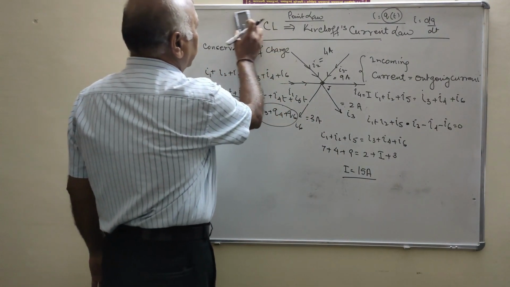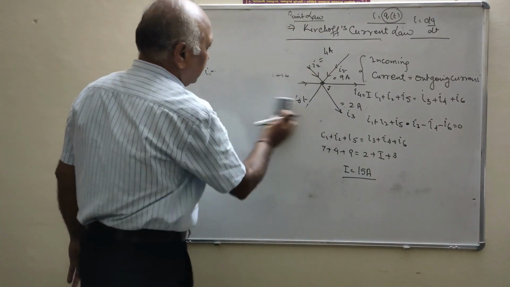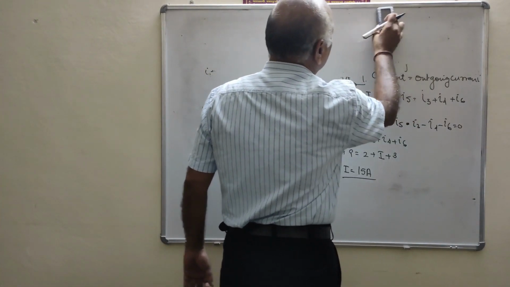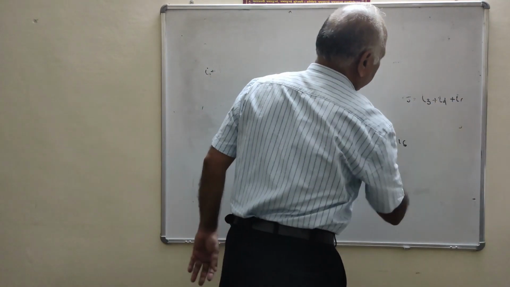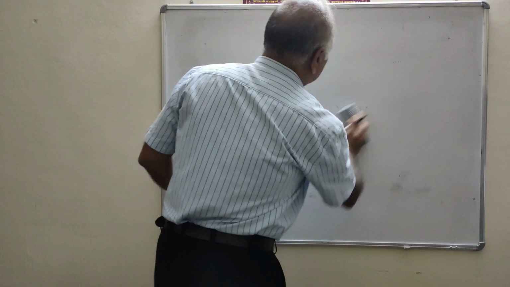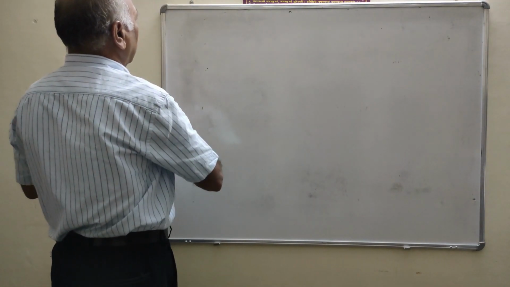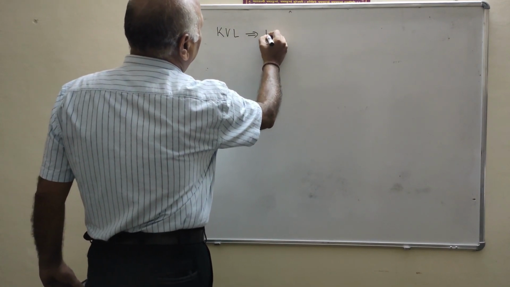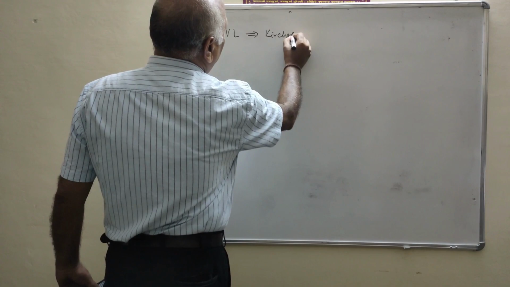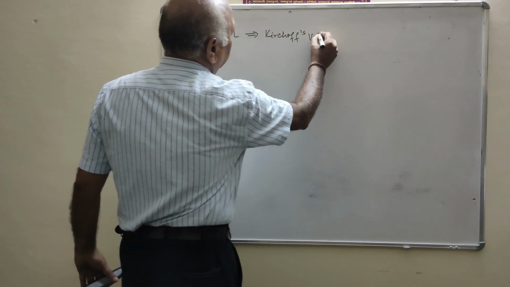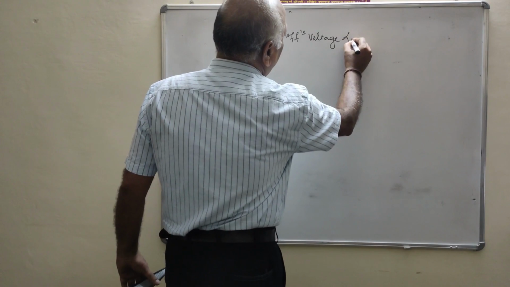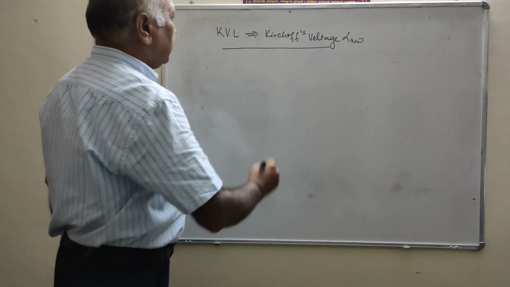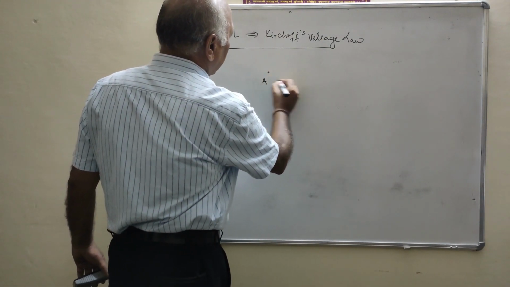Clear? It is very important, the KVL. Clear? The KVL is simply the Kirchhoff voltage law. Clear? Kirchhoff's voltage law. Clear? Before starting the Kirchhoff voltage law, see, suppose this is the point A and this is the point B.